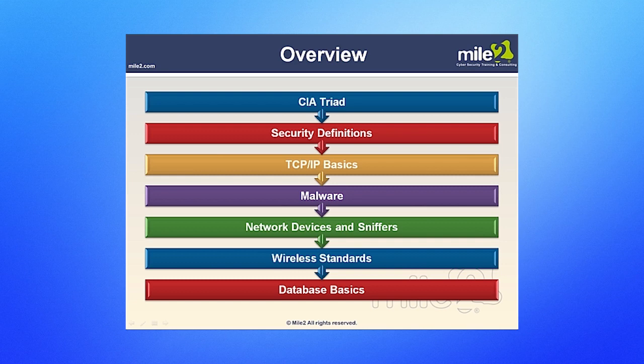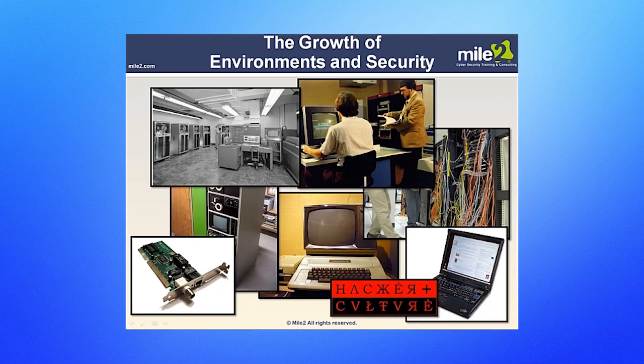In this chapter, we're going to look at the CIA triad: confidentiality, integrity, availability. We're going to look at security definitions, TCP/IP basics, malware, network devices and sniffers, wireless standards, and database basics.